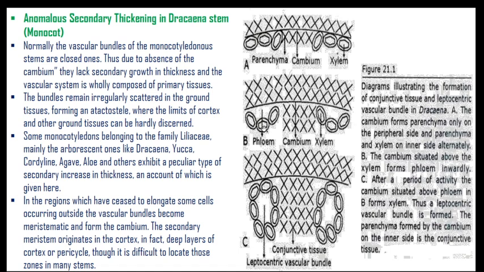In between cambium and xylem there is a small patch of a phloem, and here is the parenchyma. This small hemisphere again developed into a ring-like structure. So this is the leptocentric vascular bundle. At the center there is a presence of a phloem, and the phloem is surrounded by the xylem. These are the conjunctive tissues, these are the parenchyma, and this is the ring-like cambium. Such type of arrangement is called a leptocentric vascular bundle.